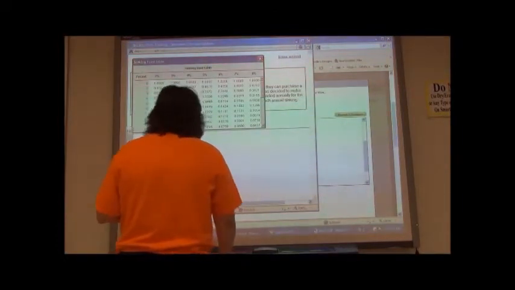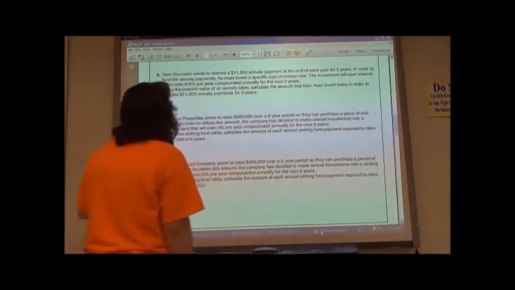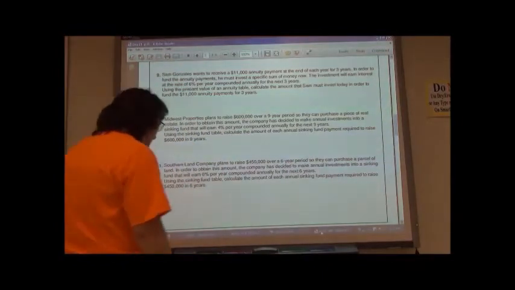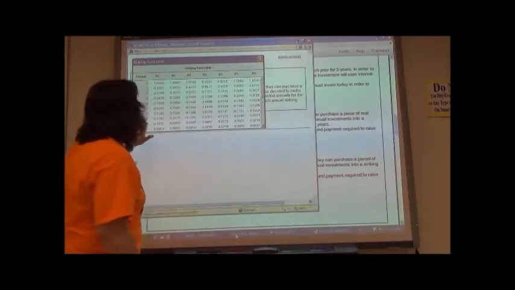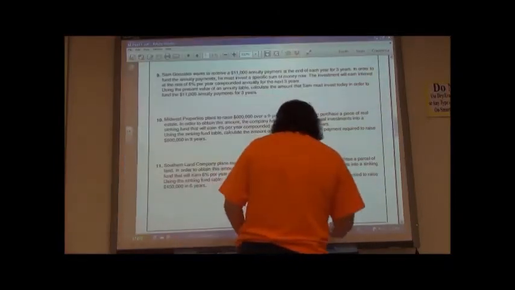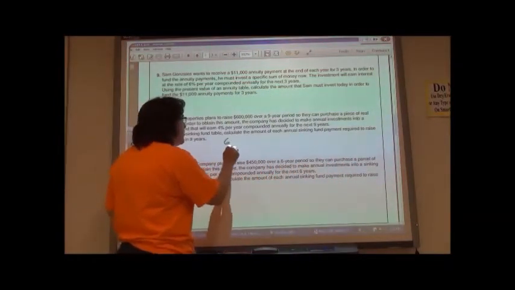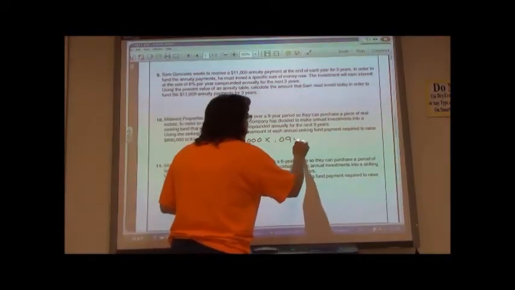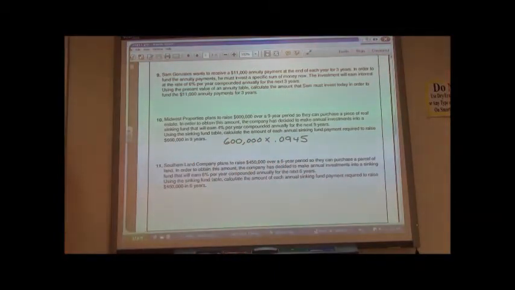In my sinking fund table, I'm going to do 4% for 9 years, and use that number from the table. 4% for 9 years is 0.0945. So I am going to take my $600,000 times 0.0945.